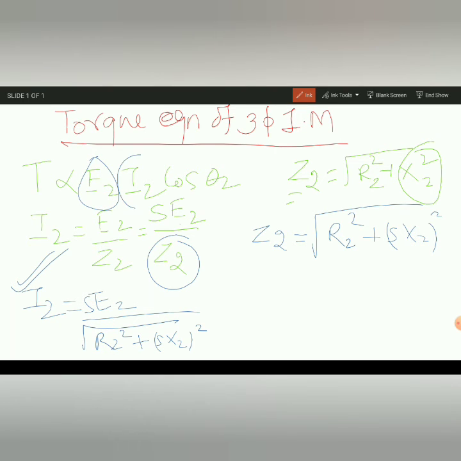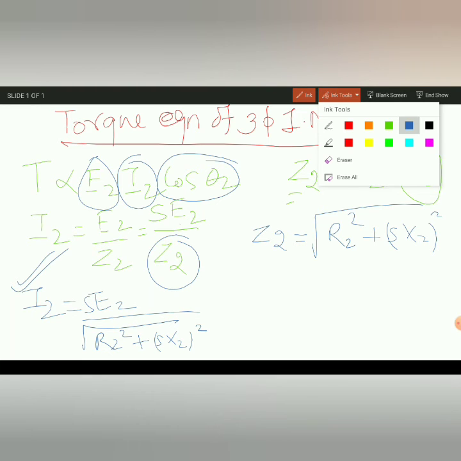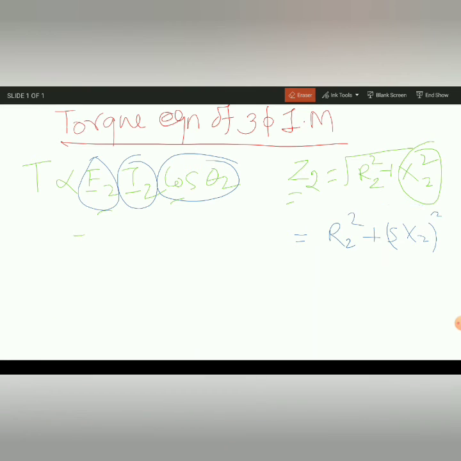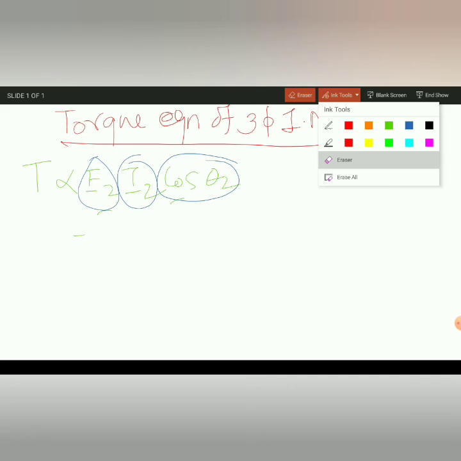Now we found I2 also. So finally what we have to find out? Only cos theta 2, that is the power factor. So now let us find out how to find the power factor. Let us delete all this so that I can have space. Now, what is the formula for power factor?